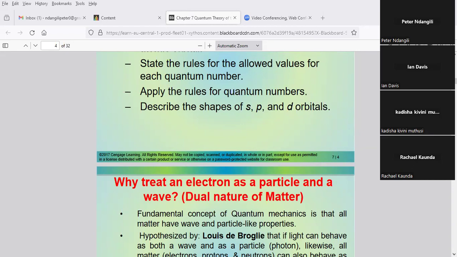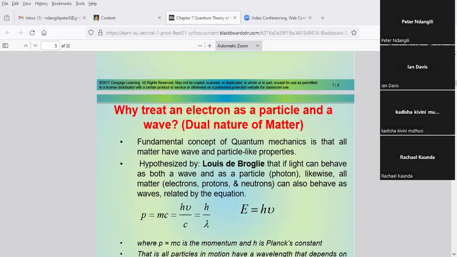That concept was hypothesized by de Broglie: if light can behave as both a wave and a particle, it therefore means that all matter, and here we want to confine ourselves to electrons, protons, and neutrons, can also behave as waves. This is what we are showing here, that electrons can behave as waves. They can also behave as particles. And when we look at that, we can have these equations that I'm showing you here.